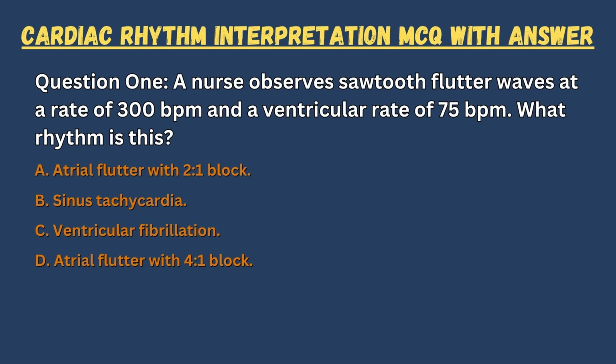Question 1. A nurse observes sawtooth flutter waves at a rate of 300 bpm and a ventricular rate of 75 bpm. What rhythm is this? A. Atrial flutter with 2:1 block. B. Sinus tachycardia. C. Ventricular fibrillation. D. Atrial flutter with 4:1 block. Answer: D. Atrial flutter with 4:1 block.